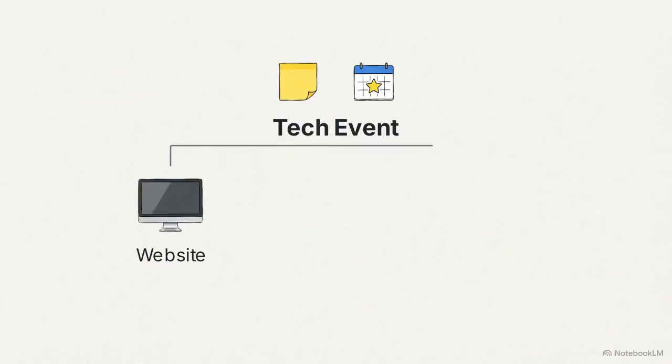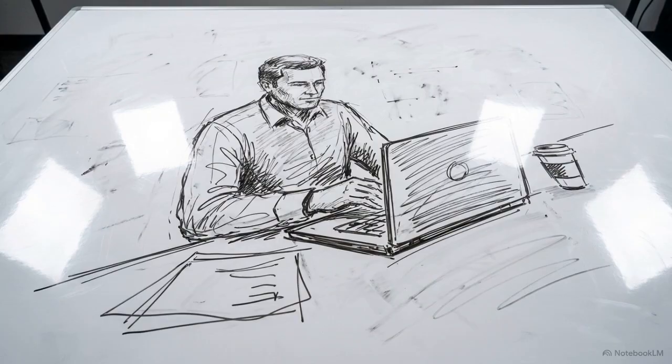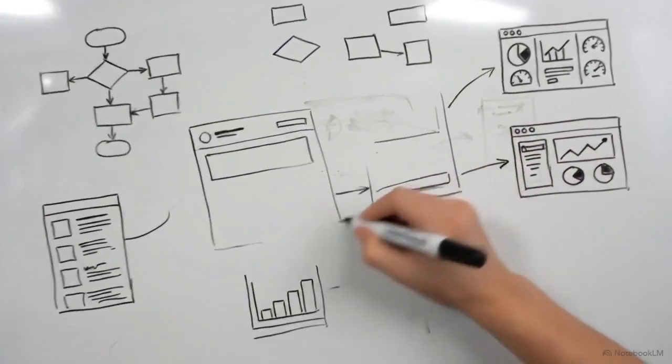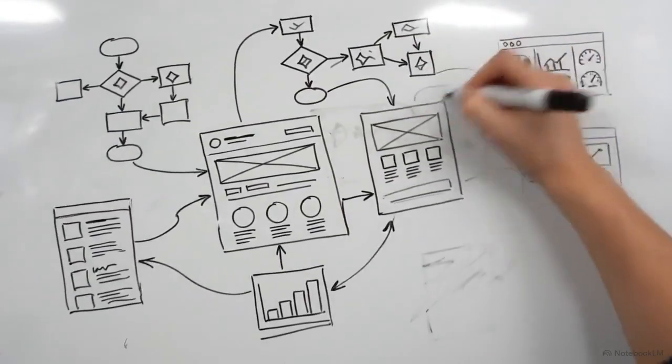To show you how this works, we are going to use a digital whiteboard to build a complete tech event from scratch. We'll create everything from the website to the promotional audio, using nothing but these 5 tools. Professional execution no longer requires a high budget or specialized coding knowledge. Today, the only thing that determines how far you can go is how clearly you can describe your vision.